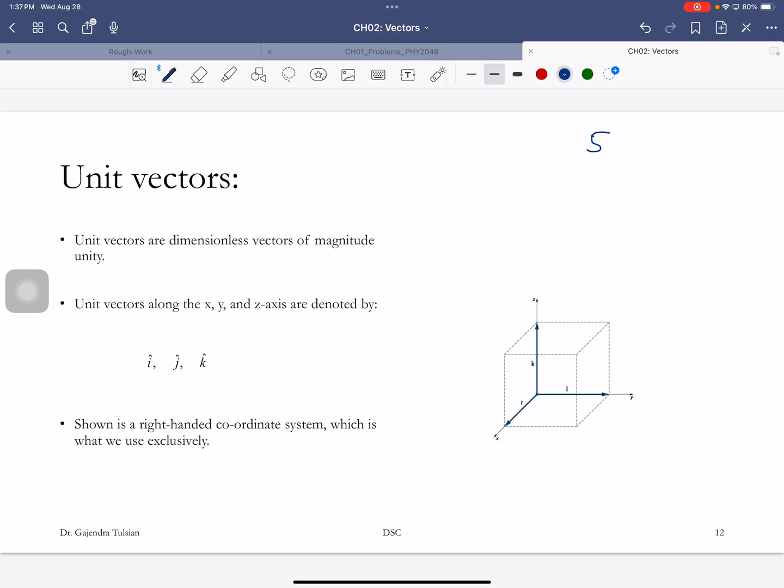What is this guy? Is he a vector or a scalar? It's a scalar. Good. How about this guy? He's a vector. Yep. So this is a scalar multiplied by a vector. What is this guy? He's a vector.